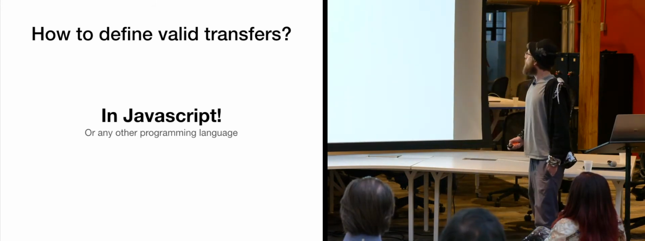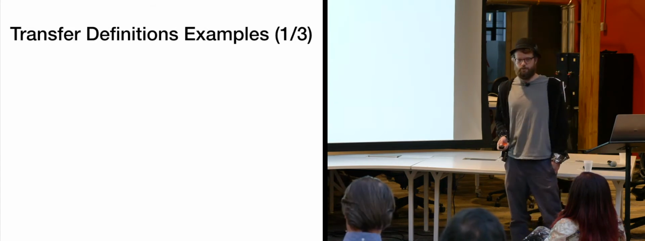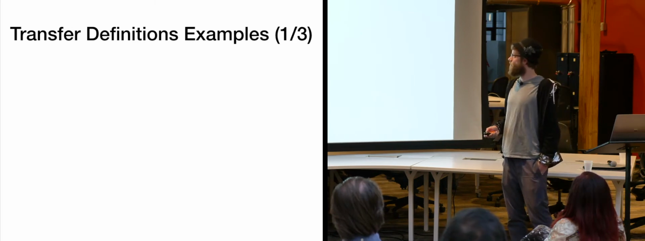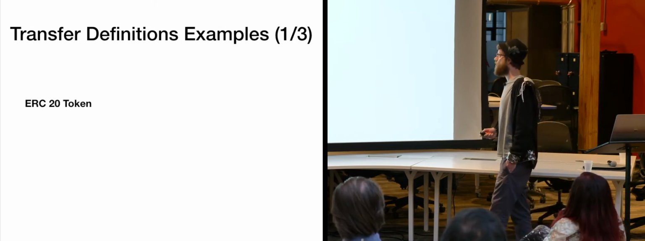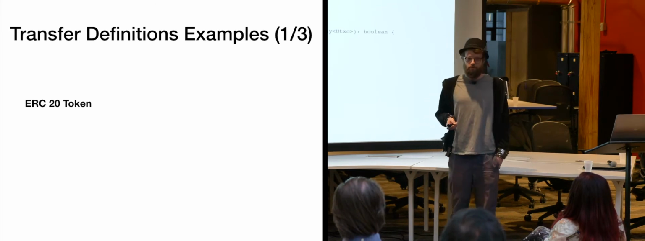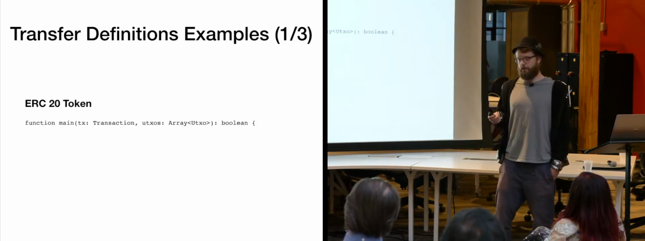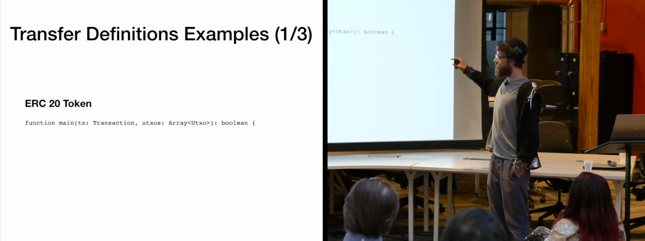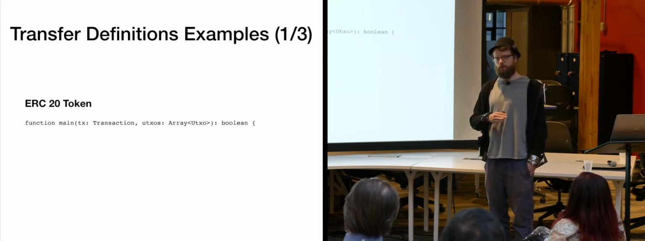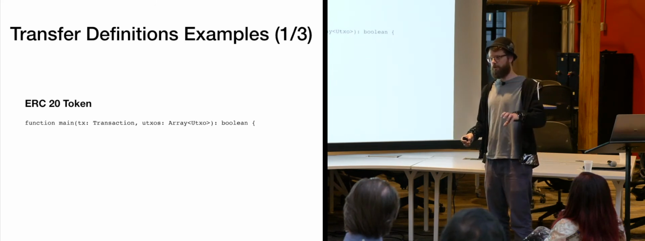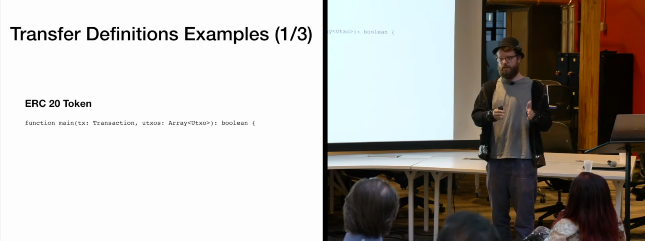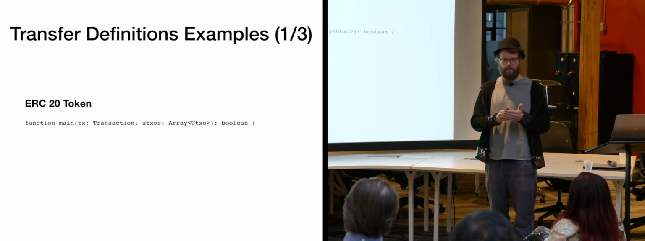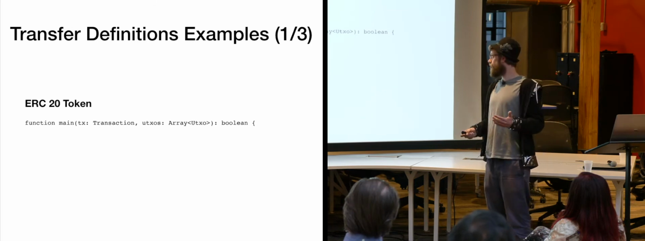Then, how do we define Bitcoin transfers in JavaScript? Let's look at this example of the ERC20 token. What you have to do is implement in JavaScript a function that inputs the JSON representation of the transaction and outputs a Boolean. That's it. That's all that the standard says. Plug in your definition here. It has to be a function that inputs a JSON representation of a transaction and outputs a Boolean. I don't care about the rest. You can plug in there whatever you want. Let me show you a few examples.